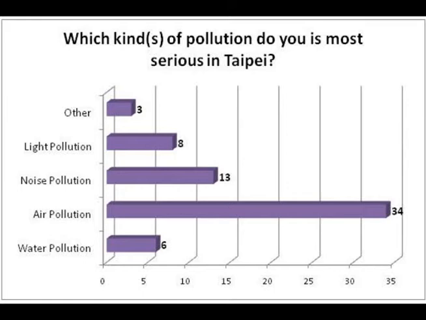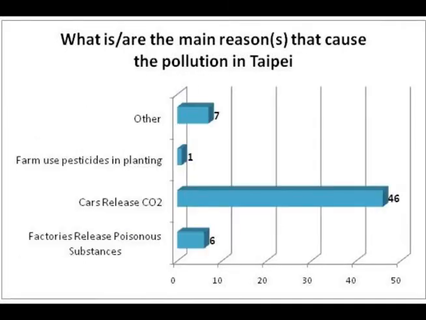And after we do this research and this analysis, we go down to the main reasons that cause the pollution in Taipei, and we can show that 46 respondents answered that cars release carbon dioxide, and the other answers for the main reasons that cause the pollution were smoking and basin topology in Taiwan. And for cars releasing CO2, we can recognize that because most of them are riding a motorbike, and most of the citizens do not travel by bus.